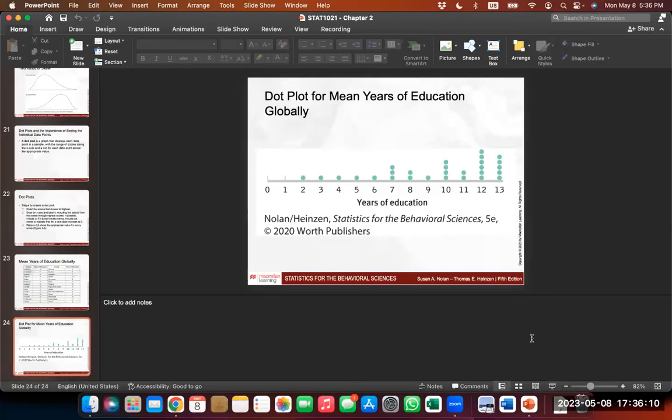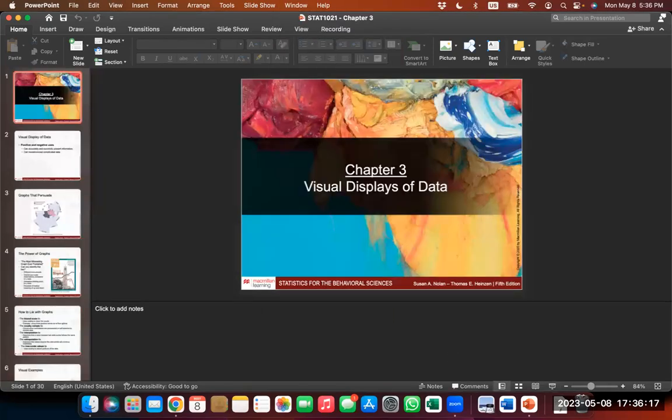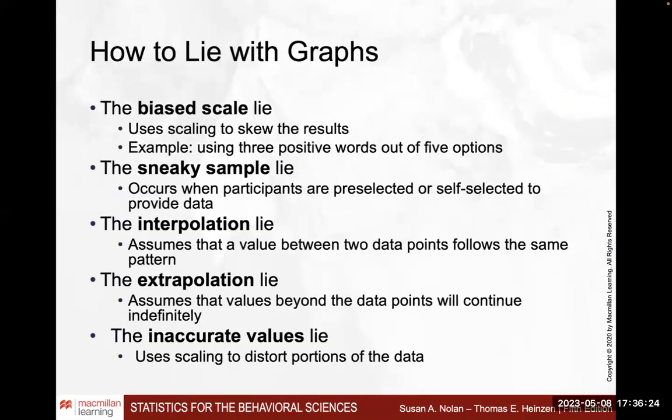This is descriptive statistics. So that's important. This is very descriptive. This is descriptive in nature. Then we have the visual displays. Know the different lies. You have positive and negative uses. So the biased scale lie, basically where you have scaling to skew the results. Discontinued axis falls into that. Sneaky sample, which is, I'm not sure that's typical to a graph, but we had this conversation, right? So it's pre-selected or self-selected to provide data. That also includes the inaccurate values lie in essence. Well, essentially removing outliers would fall into a sneaky sample in a way. Interpolation, extrapolation, know the difference. Inaccurate values is scaling that distorts portions of the data, as we have seen later on.